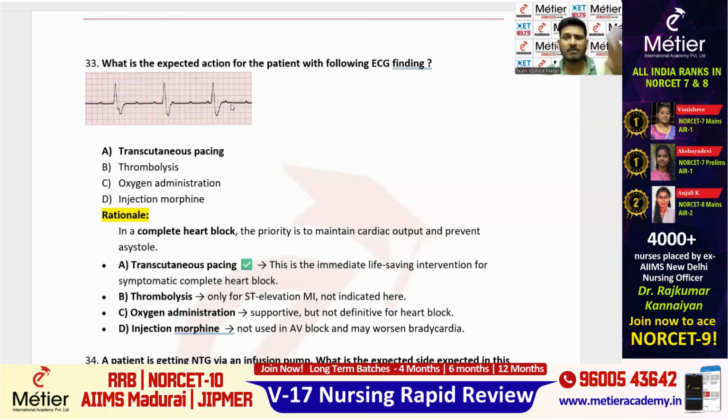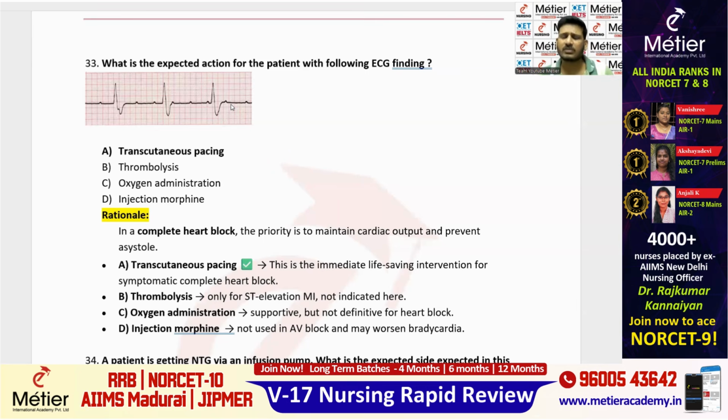In which scenario? The P wave denotes what? Atrium contraction. QRS denotes what? Ventricular contraction. At which time will these two things work separately? If these two things are working independently, it is called what? Third degree heart block. Guys, first degree heart block means only the PR interval will be prolonged, that is more than 20 seconds. Okay, in first degree heart block, only the PR interval will be prolonged.